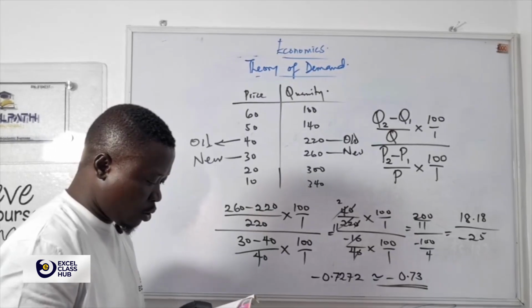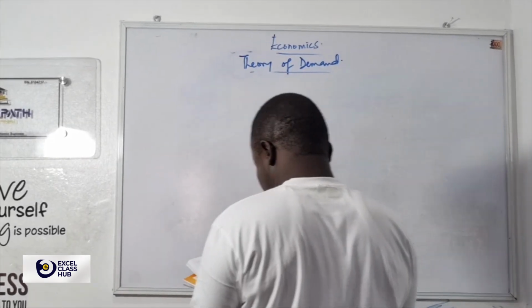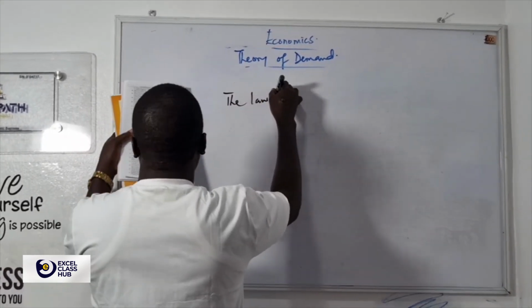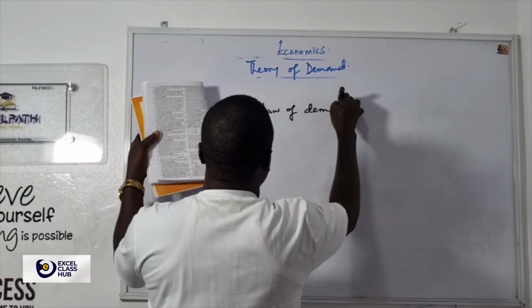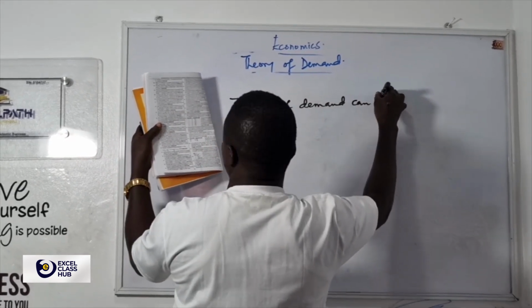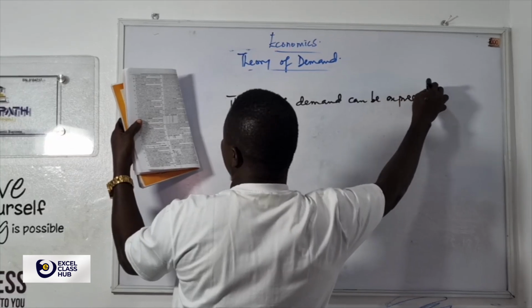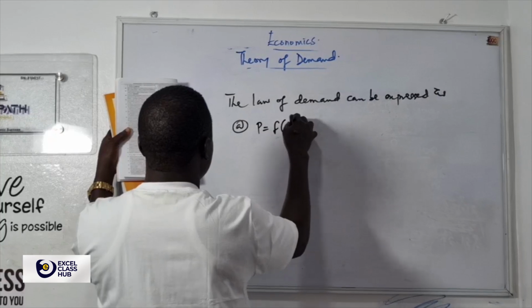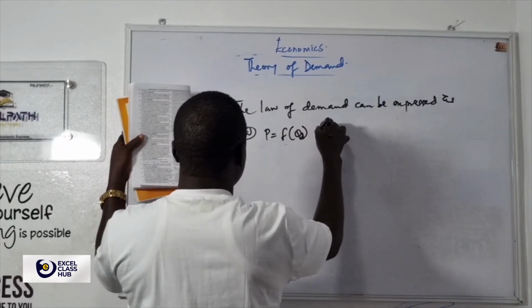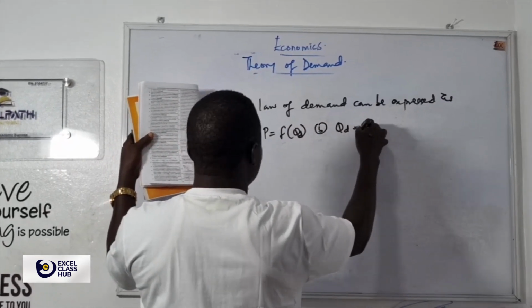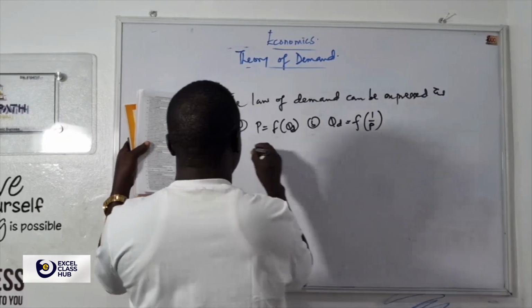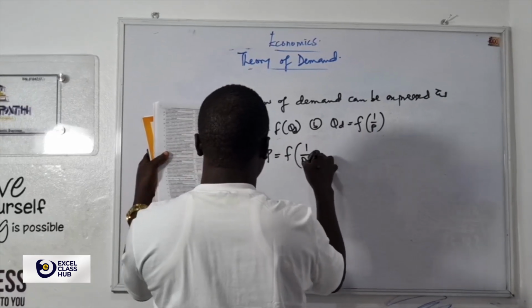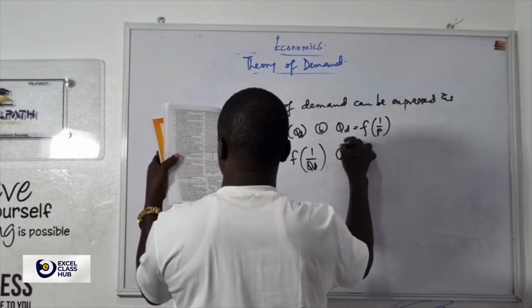Another question. 2006, question 39. JAMB asks, the law of demand can be expressed as, option A, option B, option C, option D.